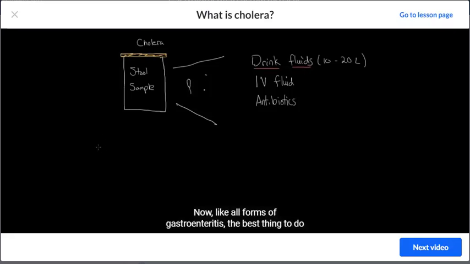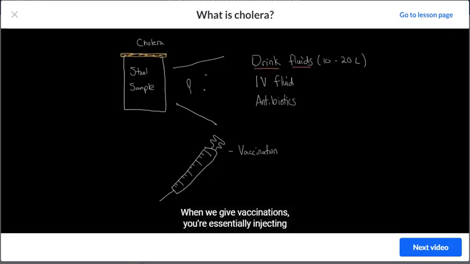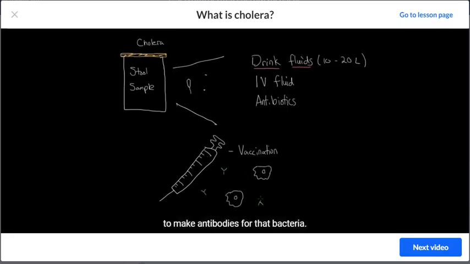Now, like all forms of gastroenteritis, the best thing to do to prevent it is by eating clean food and drinking clean water. But for cholera, there's actually a vaccination available. When we give vaccinations, you're essentially injecting a dead or almost dead form of the bacteria into the person's body. In doing so, that'll actually stimulate the immune system to make antibodies for that bacteria. That way, when you contract the real live infection, your body will be well prepared to fight it off so that you don't have to experience any of those nasty symptoms.